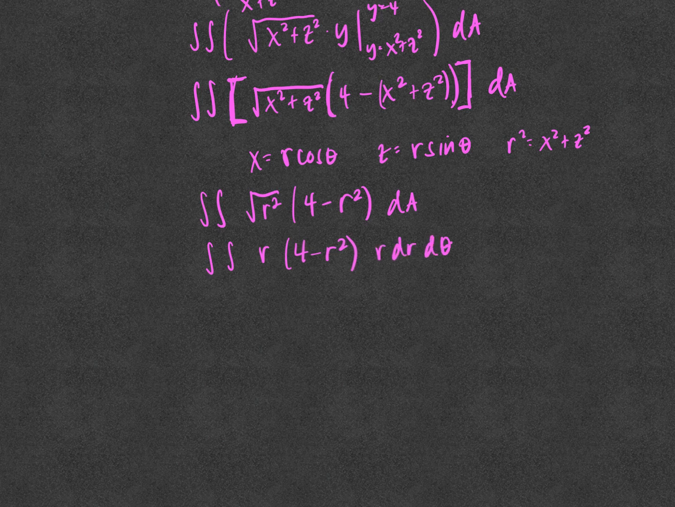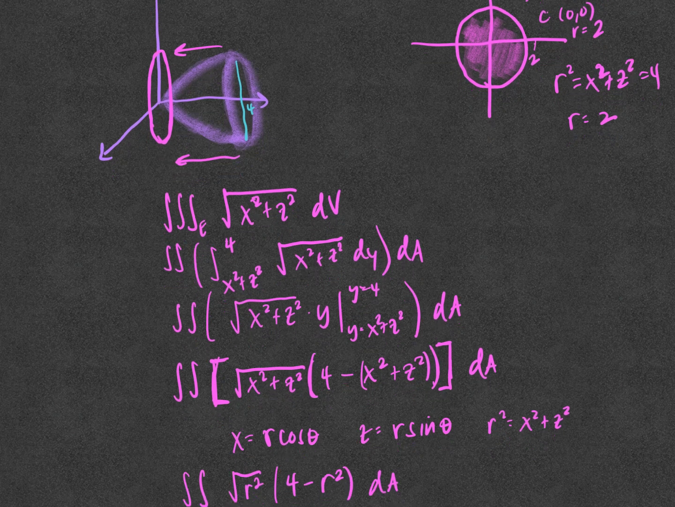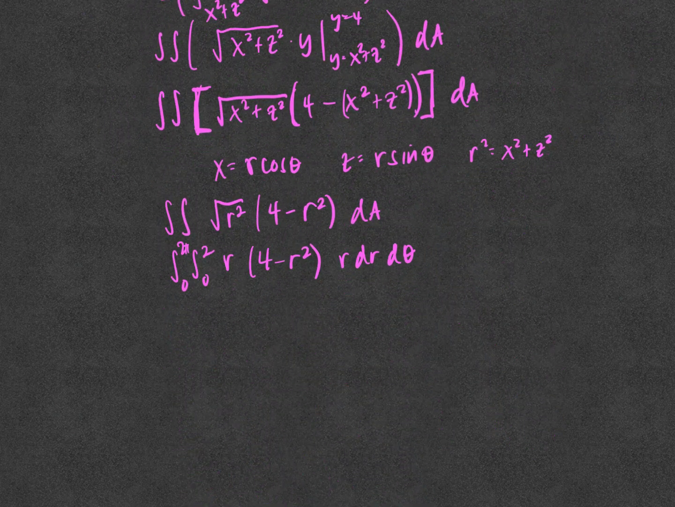Our bounds for theta are 0 to 2 pi, which is nice and easy. And our bounds for r are 0 to 2. Go back up to that circle we had at the beginning, and the radius is 2. So the bounds for r are 0 to 2. So what we really have here is the bounds from 0 to 2 pi, and then the bounds from 0 to 2. And we have an r at the front and an r at the back. So let's distribute those and say 4r squared minus r to the 4th dr d theta. That's not too bad of an integral.